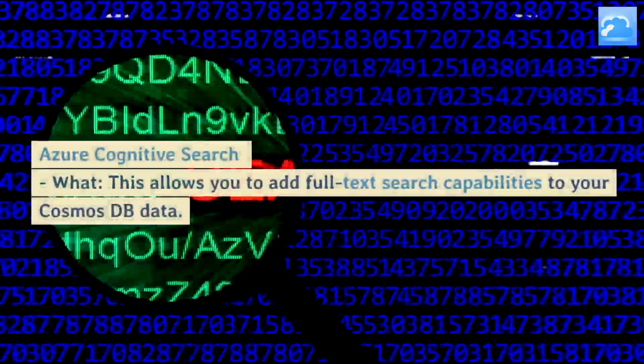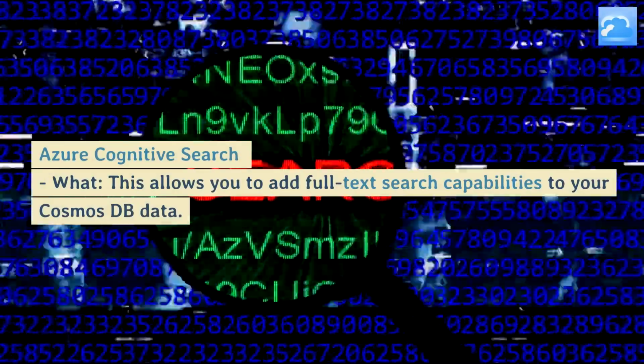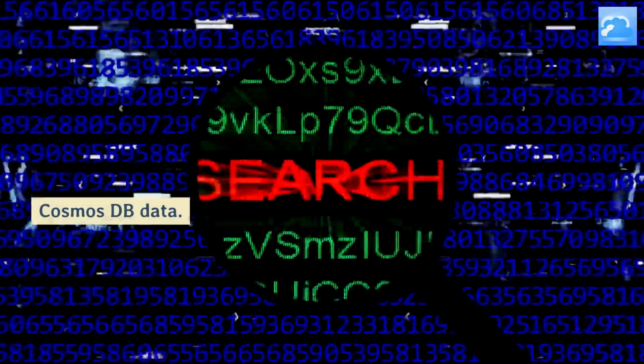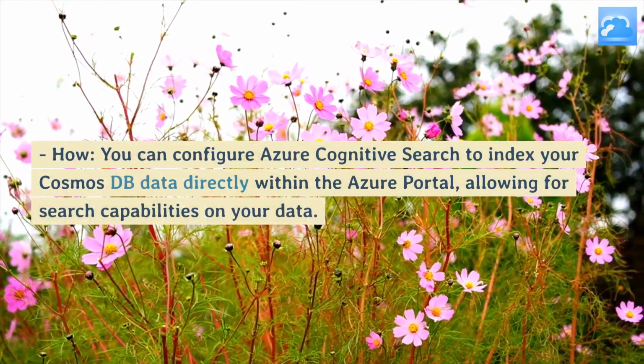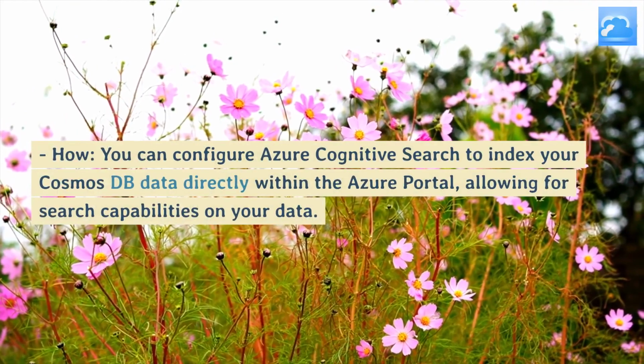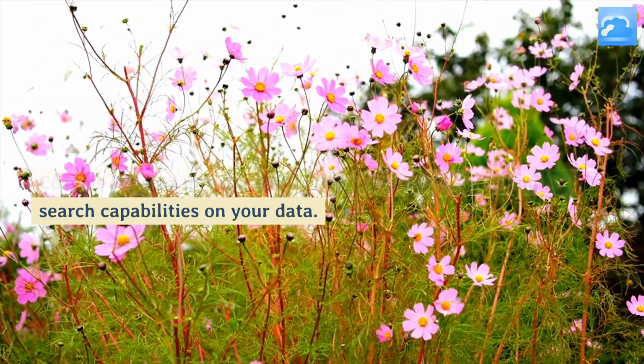Azure Cognitive Search. What? This allows you to add full text search capabilities to your Cosmos DB data. How? You can configure Azure Cognitive Search to index your Cosmos DB data directly within the Azure portal, allowing for search capabilities on your data.